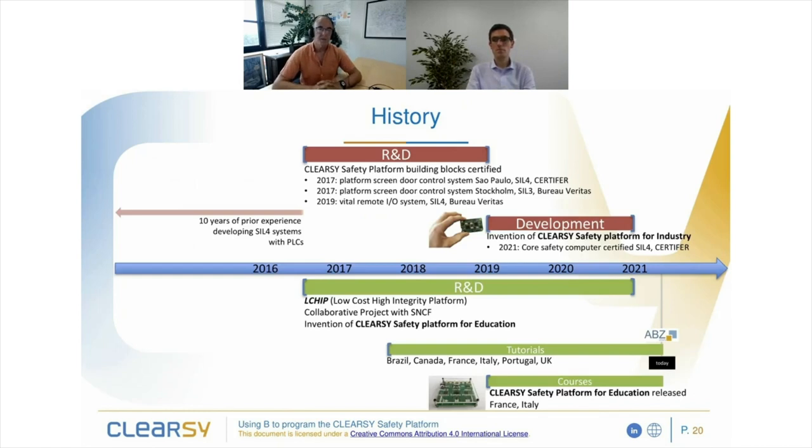So some history about the CLEARSY Safety Platform. It started in 2016 after 10 years of experience developing C4 systems with PLCs. PLCs are automatons, so they are special computers, safety computers used in industry. In 2016, we started an R&D project called LSHIP, Low Cost High Integrity Platform. It was a collaborative project with the French Railways, SNCF. And we started to invent the CLEARSY Safety Platform for education.